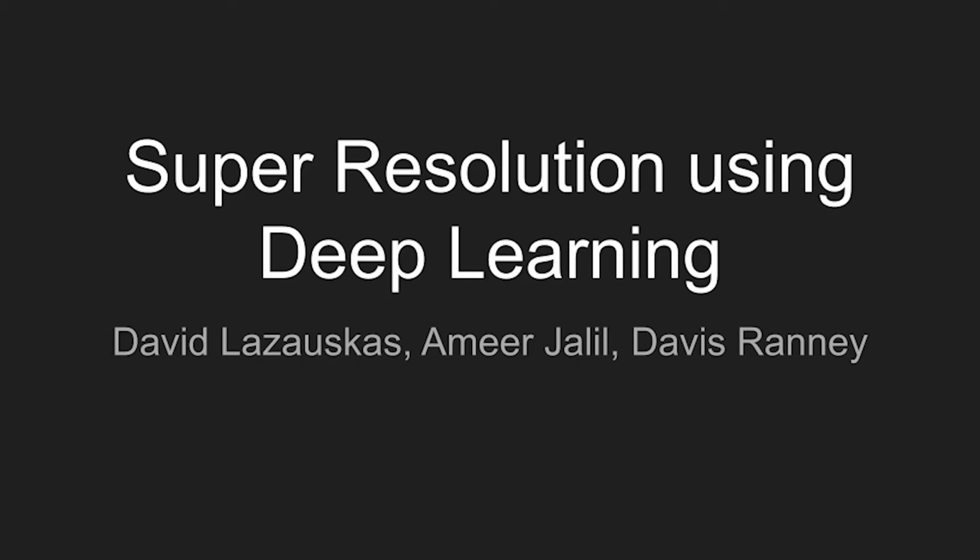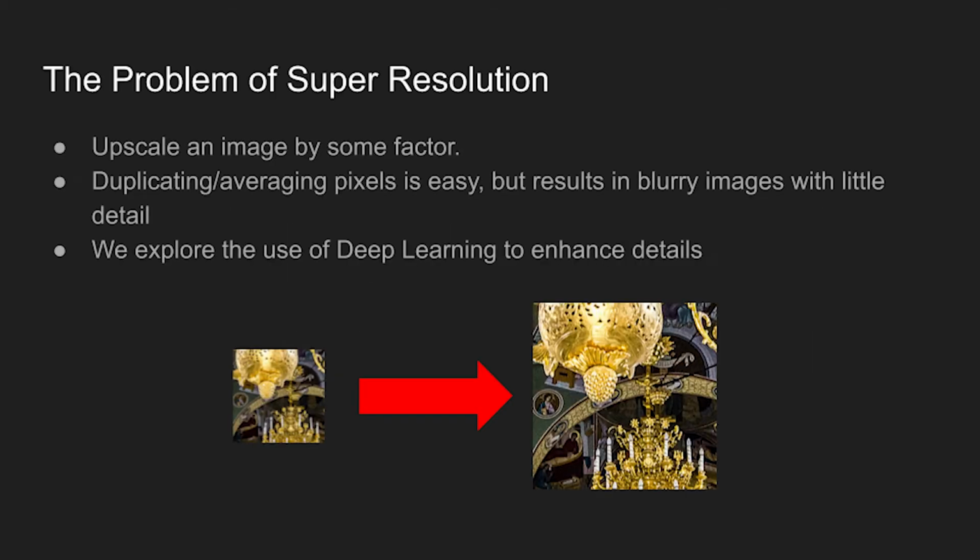Super resolution using deep learning. As a refresher from my proposal, the problem of super resolution lends itself well to deep learning because most of the readily available upscaling solutions tend to produce blurry images and details tend to get lost. So we wanted to explore the use of deep learning to help in preserving or even enhancing the detail.